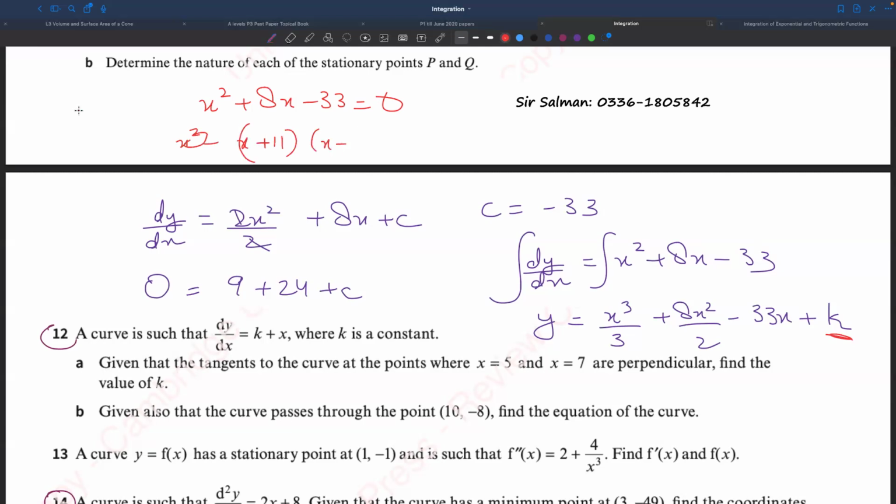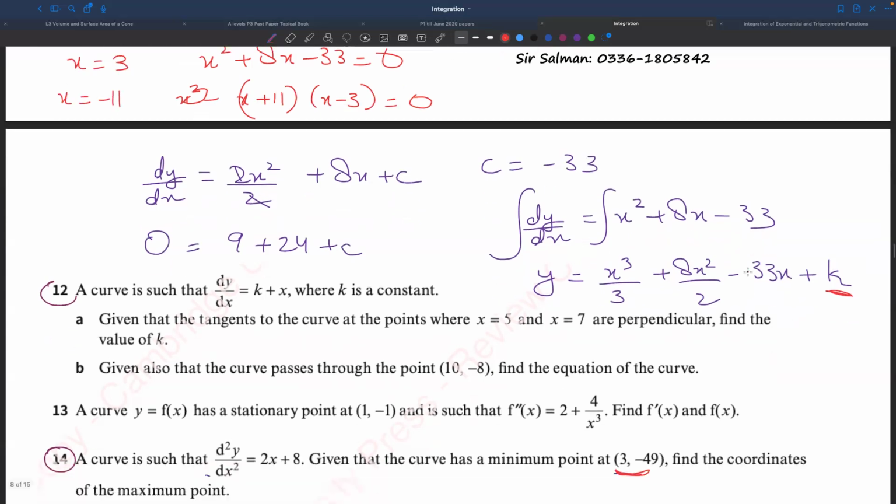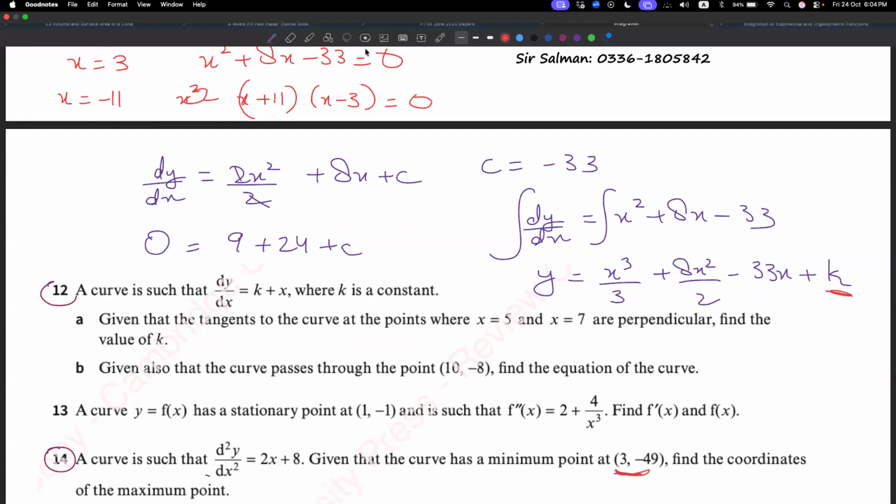So x equals 3 we already had. So the other x value will be minus 11. Once you have the value of k, you will put minus 11 over here and you get the value of y as well. The coordinate of the maximum point has come. Clear Sama? Okay, we'll go now, everyone.